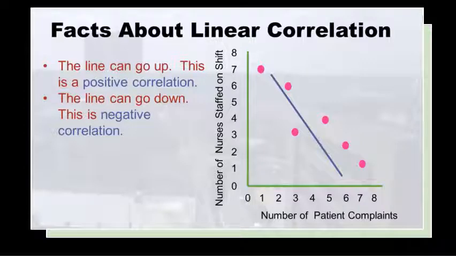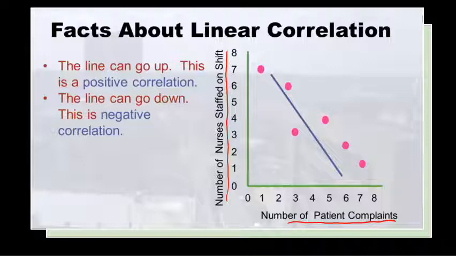Now, it's not always going to be a positive correlation. Okay, so let's look at this next one. We're doing the number of patient complaints, the amount of times that patients complained about the service they're getting from the hospital. And then over here, we want to see if it correlates with the number of nurses staffed on that particular shift. Okay, so we go ahead and plot our points.